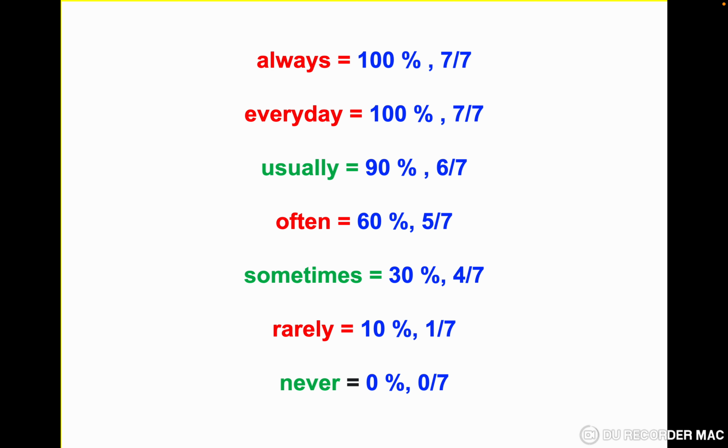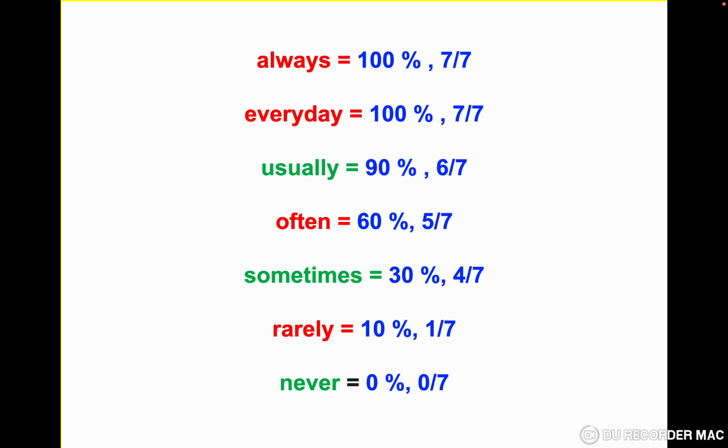So always means 7 days. I always watch TV means 7 days a week. I watch TV every day, the same. I usually watch TV means 1 day I don't watch TV; I watch 6 days out of 7. I often watch TV means 2 days I don't watch TV; I watch 5 days out of 7.